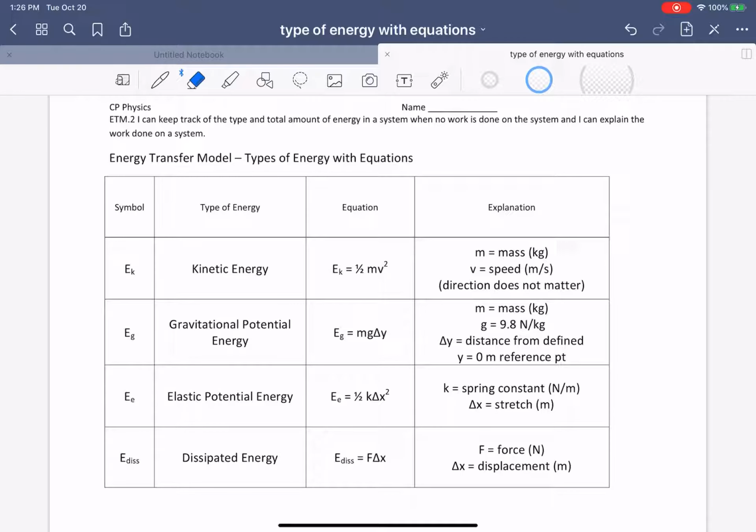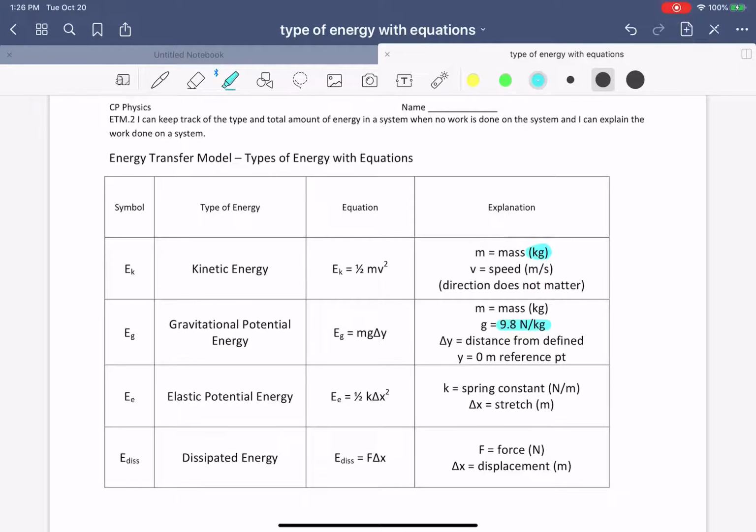So, kinetic energy, some of you may know, the way to find kinetic energy is 1/2 times the mass times the velocity squared. The mass needs to be in kilograms. The direction of the velocity doesn't matter because you're going to square the velocity. The gravitational potential energy is the mass of the object times little g, which we know is 9.8 newtons per kilogram, and times delta y, which is the distance from whatever you decide your y equals 0 reference point is.